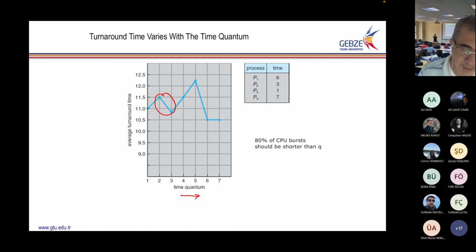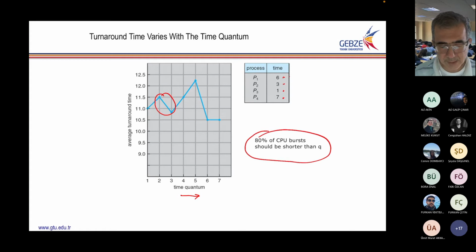In this example, you have P1 6, P2 3, P3 1, and P4 7. As a rule of thumb, if 80% of CPU bursts are shorter than the quantum, then we are on the safe side. That's what Silberschatz's book says.